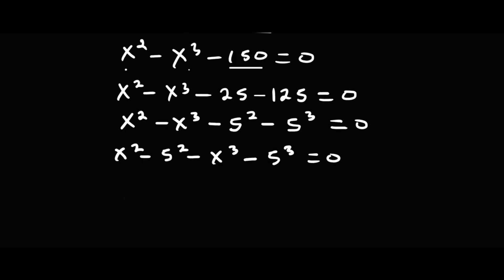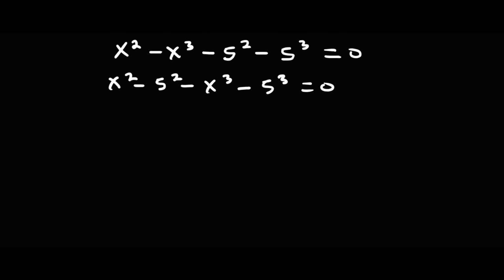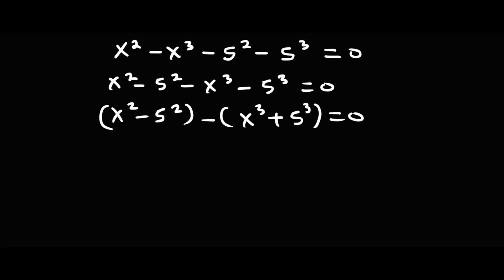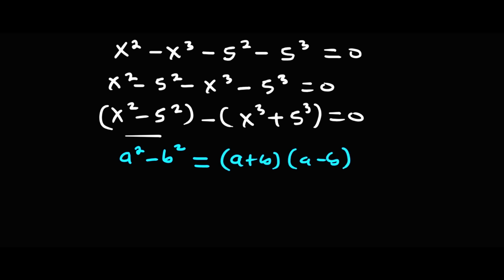So the next thing is just to group them so that you have the first one in a bracket, that is x squared minus 5 squared in a bracket, then minus x cubed plus 5 cubed is equal to 0. So from here we're going to use identities. For the first one, we're going to use the quadratic identities, and for the second one, we're going to use cubic identities. So for the first one, we can use a squared minus b squared, a perfect square, which is always equal to a plus b into a minus b.